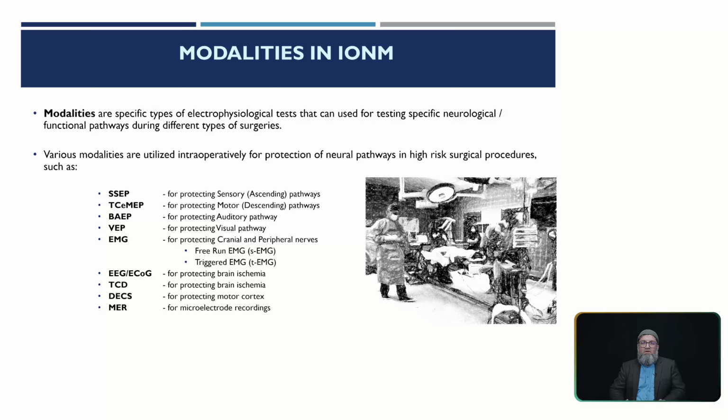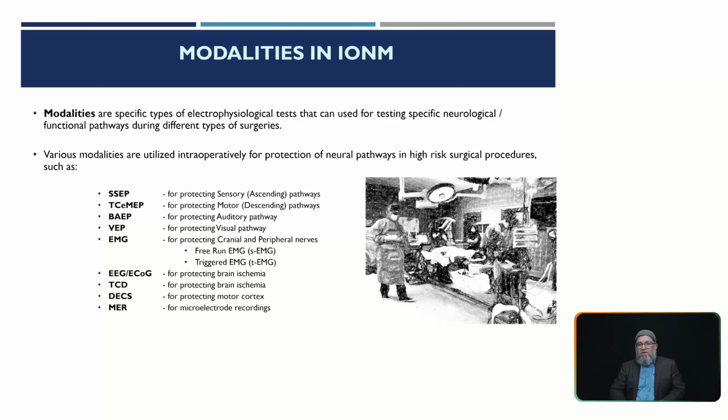EEG is done by placing electrodes on the scalp. If you place the electrode directly on the brain, that is ECoG, or electrocorticography, which is direct recording and is more sensitive to brain ischemia. TCD is transcranial Doppler. Transcranial Doppler is done to diagnose vasospasm, stroke, or loss of blood flow, and to prevent brain ischemia during carotid surgery and other surgeries, so we can see the blood flow.